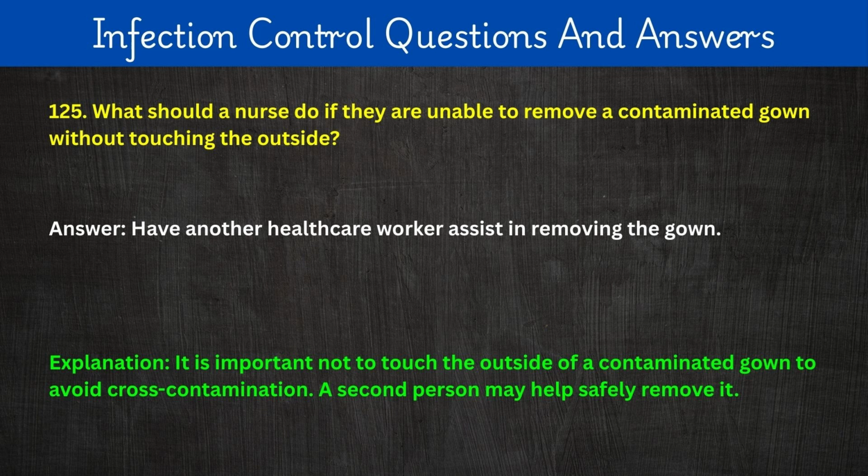125. What should a nurse do if they are unable to remove a contaminated gown without touching the outside? Answer: have another healthcare worker assist in removing the gown. Explanation: it is important not to touch the outside of a contaminated gown to avoid cross-contamination. A second person may help safely remove it.